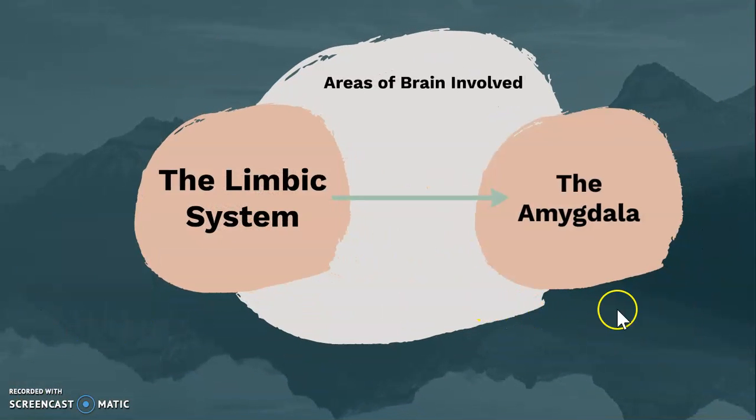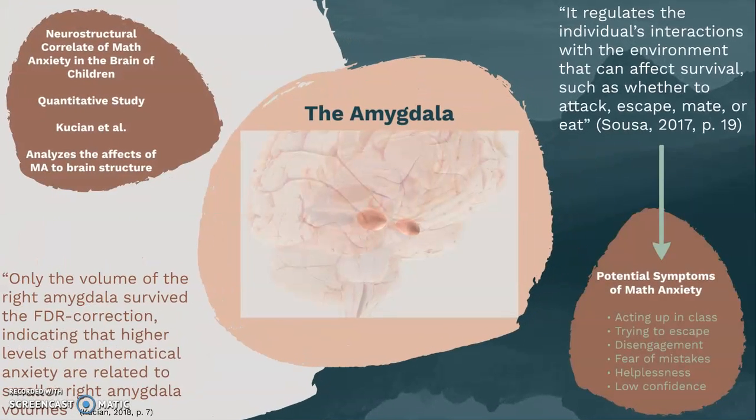Now we're going to go specifically into the amygdala. The amygdala is part of the limbic system, and it regulates the individual's interactions with the environment that can affect survival, which could control them to attack, escape, or mate, or even eat.